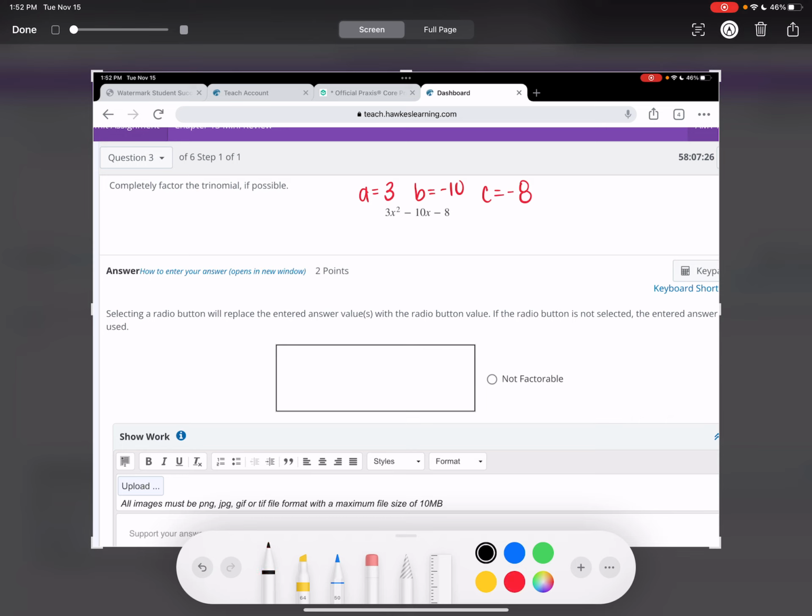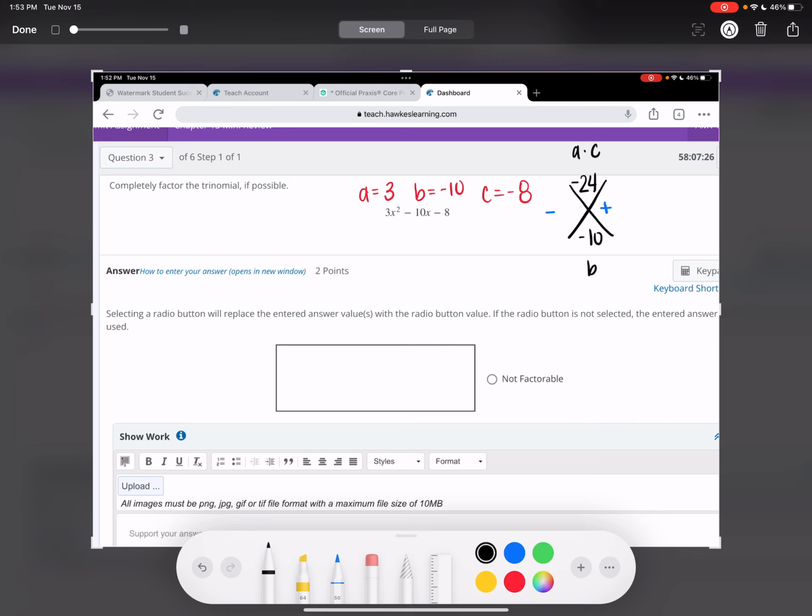All right, I'm going to fill in my trinomial, my x, and I've got A times C on top. 3 times -8 is going to give me -24. And then B on the bottom, -10. Okay, going back to that sign chart that was at the very beginning of the video. If the top is negative, I don't care what the bottom is, but if the top is negative, I'm going to have 1 negative and 1 positive sign, which means I'm going to be subtracting to get to -10.